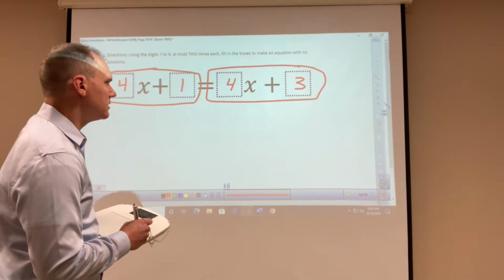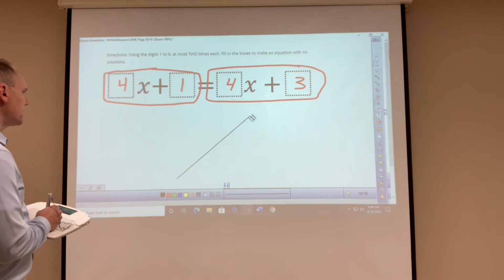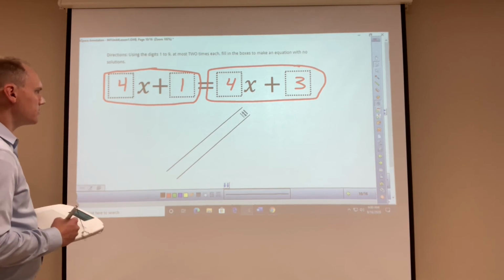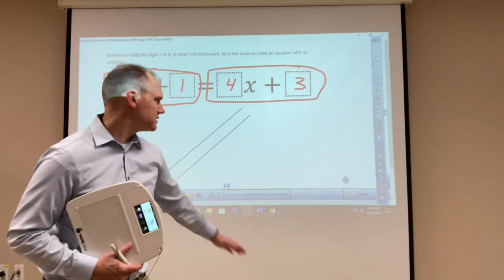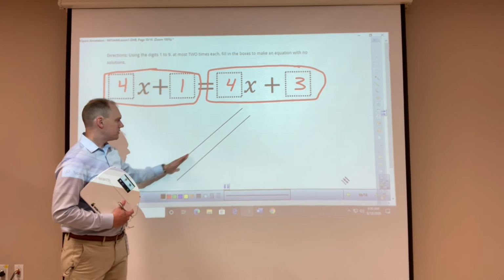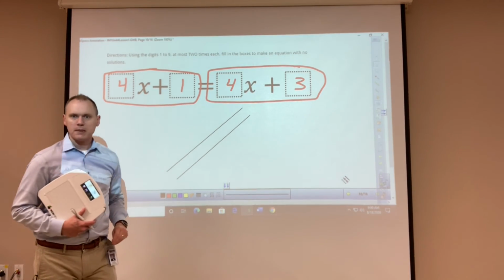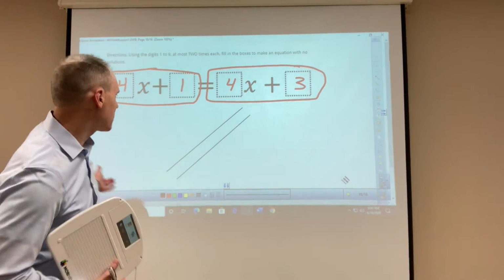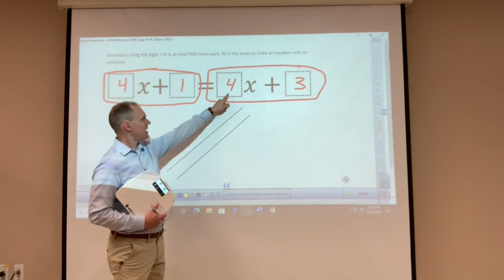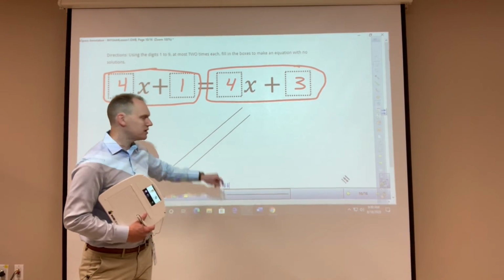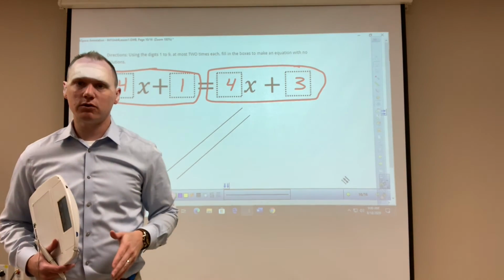So what's going to happen is this one's going to be graphed like this, and then this one's going to be graphed like this, and they're parallel because they have the same rate of change, right? They have the same slope, and so they're never going to intersect. It doesn't really matter what that slope is, but as long as they're the same, they will never intersect. And because they never intersect, there is no solution to that equation.